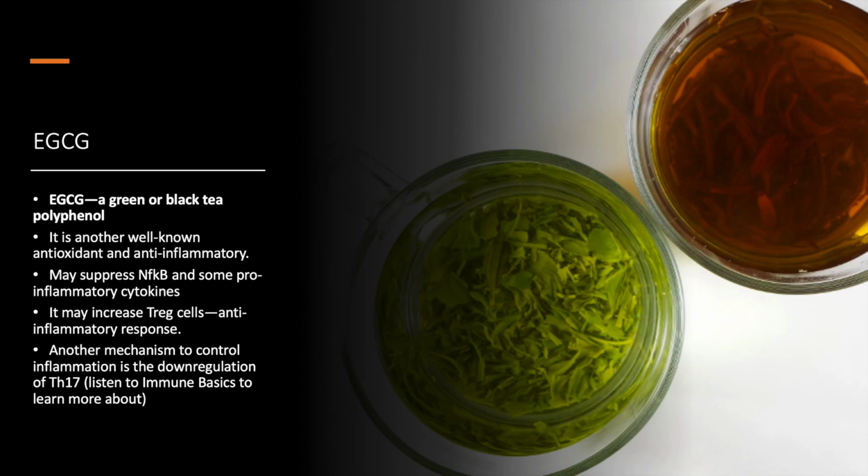EGCG, it's a polyphenol, can be found in green or black tea. It is also well known as an antioxidant and an anti-inflammatory. It may suppress NfkB and some pro-inflammatory cytokines. It also is supportive of immune health. In another video that I did on immune basics, learning about Th17 and Treg cells, EGCG is helpful for immune health as well.